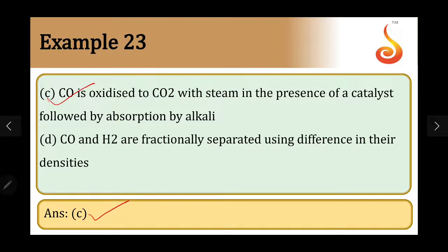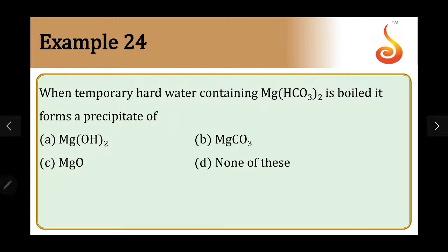Example 24. The temporary hardness of water containing magnesium bicarbonate is boiled and it forms a precipitate of. Again, this is a conceptual question. For calcium bicarbonate, when you heat, it converts into insoluble calcium carbonate. But remember, for magnesium bicarbonate, when you boil, it precipitates magnesium hydroxide rather than magnesium carbonate.